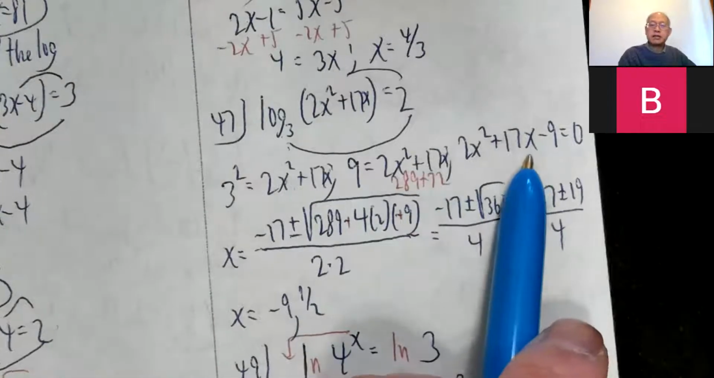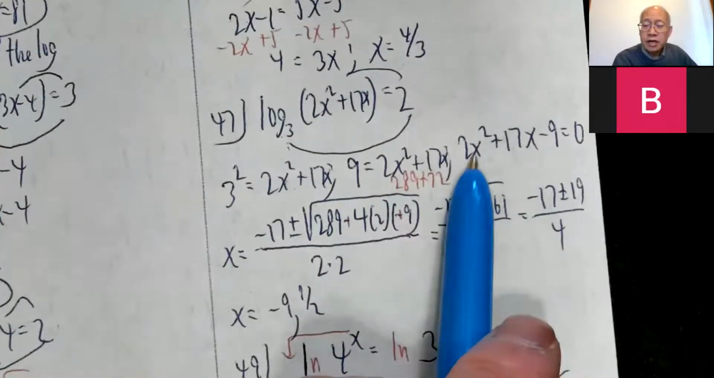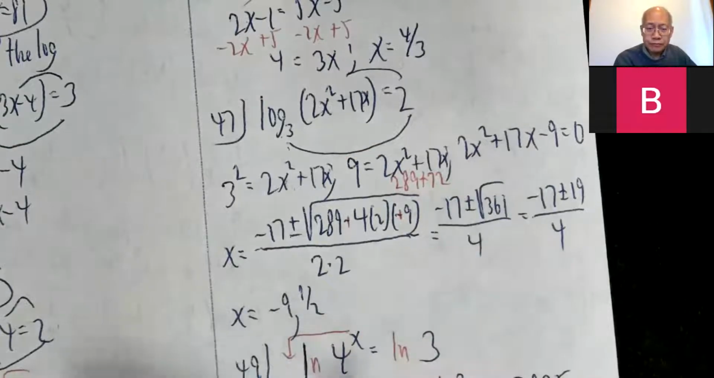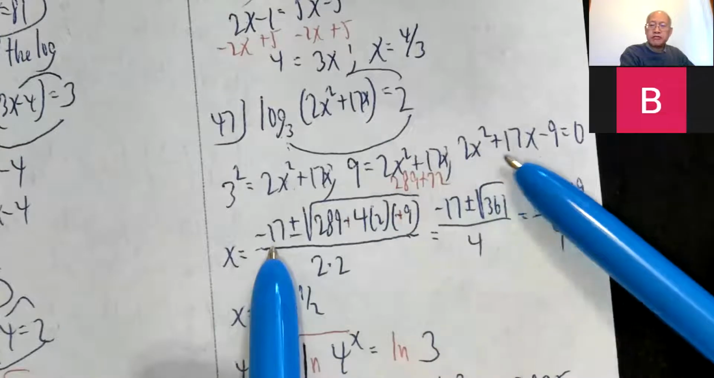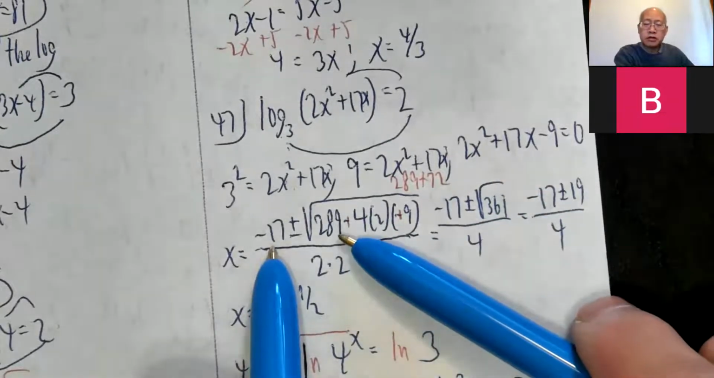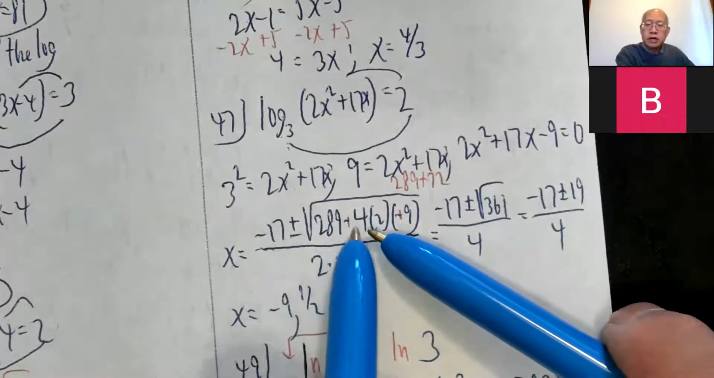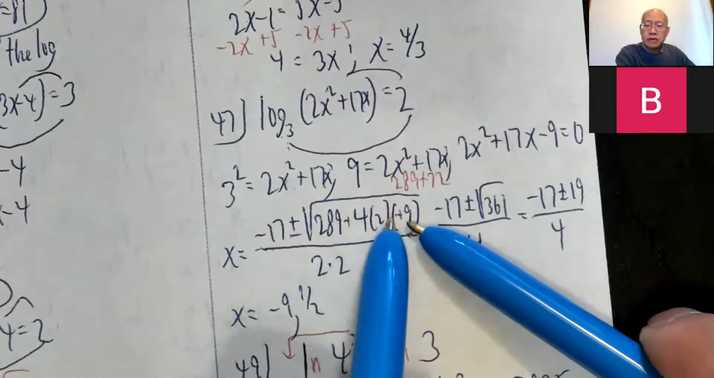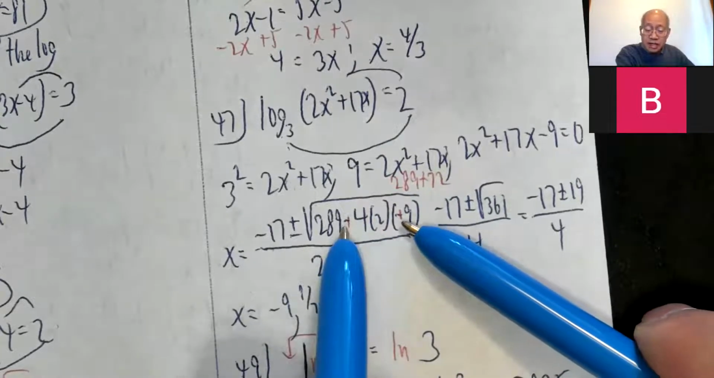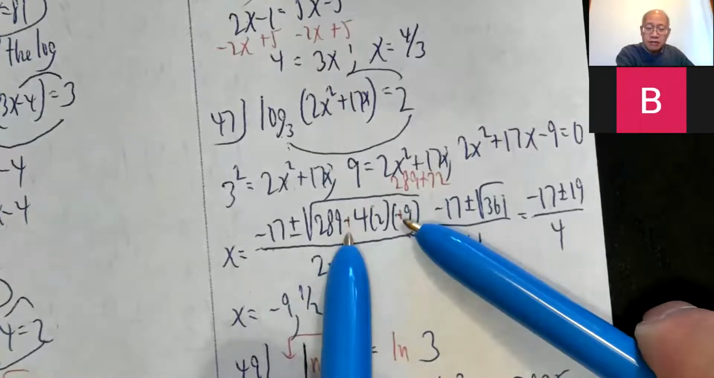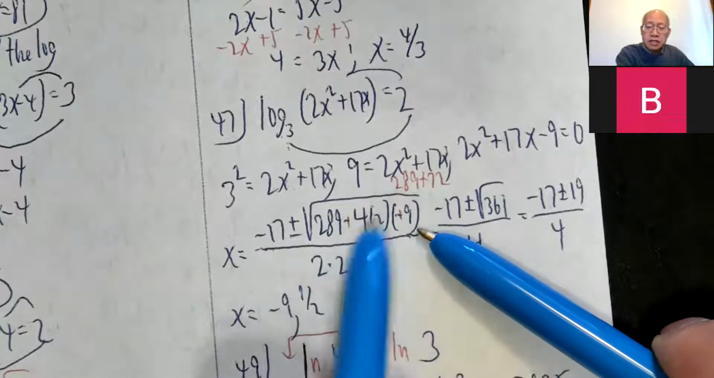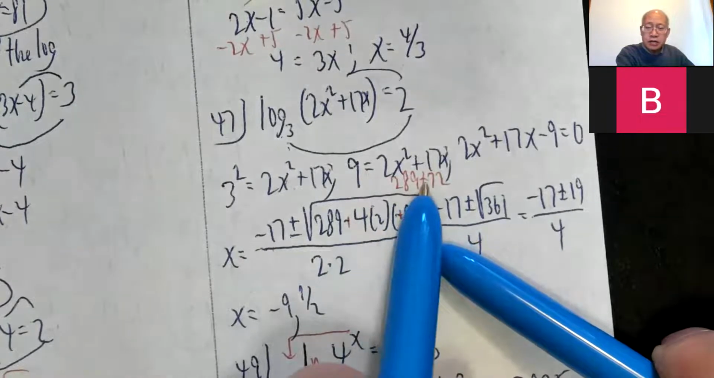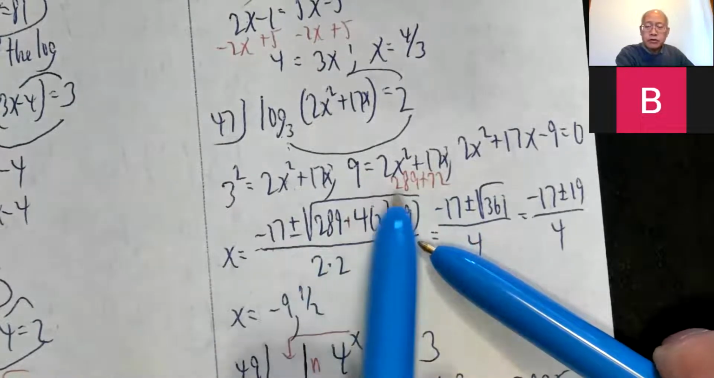It looks like I have a quadratic equation. So subtract 9 on both sides. And quadratic formula: negative b plus or minus the square root of b squared. 17 squared is 289. Minus 4 times a, which is 2, times c, which is -9. So there's going to be a double negative here, so it's a positive. And this is scratch paper. 289 plus 4 times 2 is 8, 8 times 9 is 72. Divided by 2a, 2 times 2.